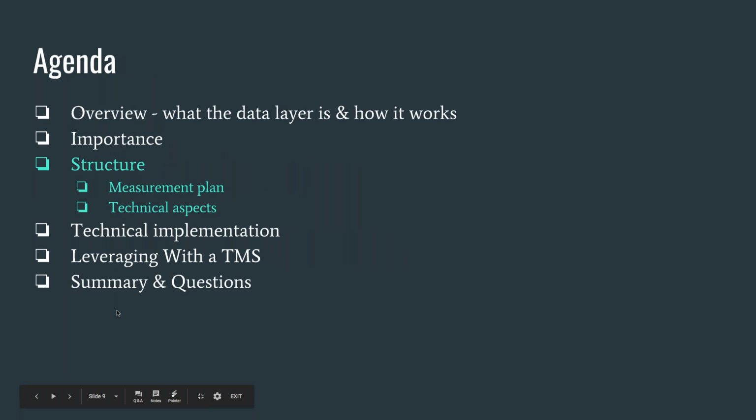All right. So we've covered obviously what the data layer is, how it's working, and some of its importance. I want to get into a little bit more of the technical specifics. First, around structure, so still a little bit high level: what it means to put together a measurement plan, so what we need to pull together in order to really drill down and develop this data layer. And then the second piece with the structure, the technical aspects: some things that you're going to want to be considering as you're building it out from a structure standpoint.